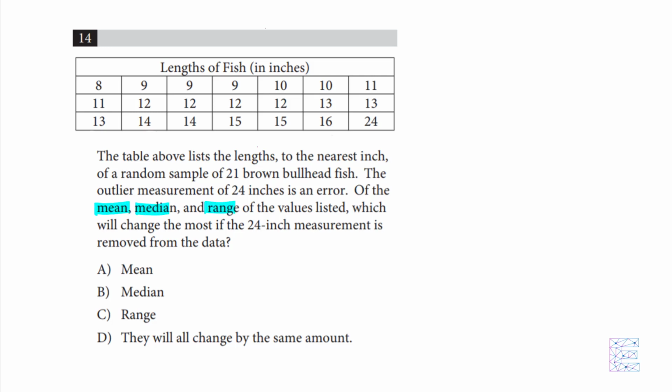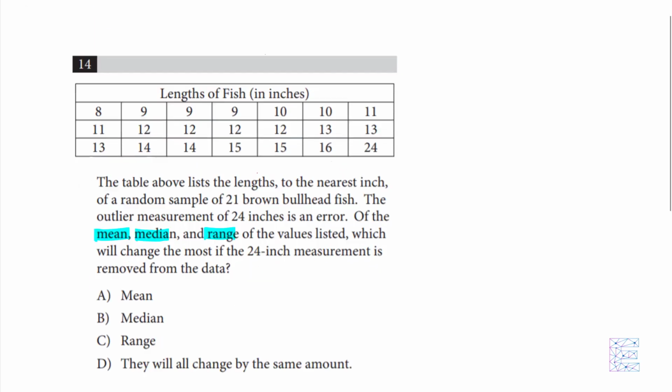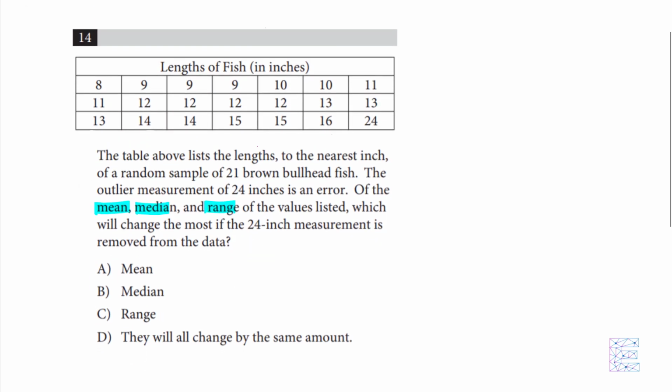Right off the bat, I'll go ahead and tell you, outliers affect the range the most. Technically, we already know the answer is C based on that fact. But to prove this, let's actually find the mean, median, and range. So remember, mean is basically adding all the numbers together and dividing by how many you have. It's just a fancy term for average.